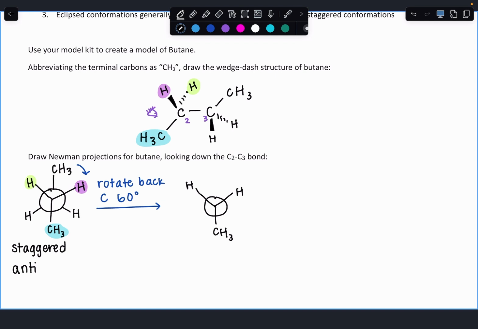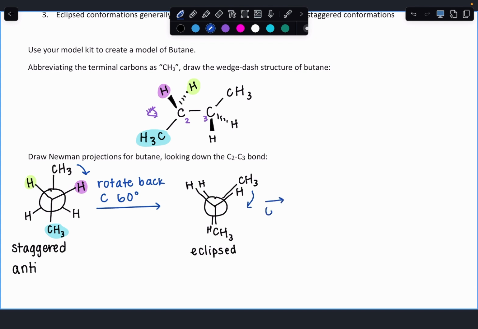And now the structure has eclipsed bonds. Top right, hydrogen is eclipsed with a CH3 group in the back of the molecule. So now we have a CH3 here, and then hydrogen is eclipsed with the others. So this is eclipsed. Let's do it again.